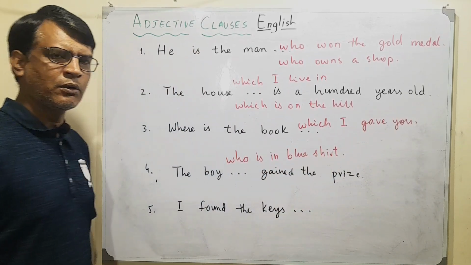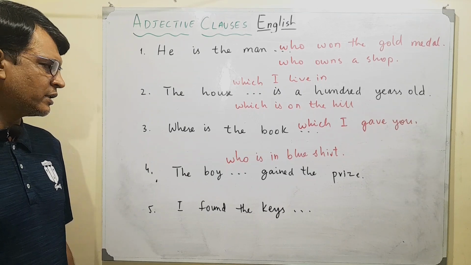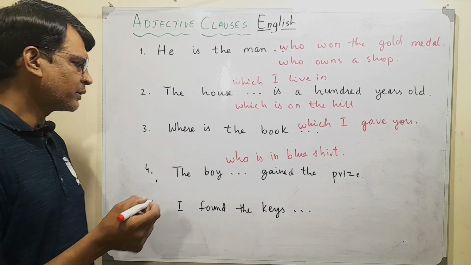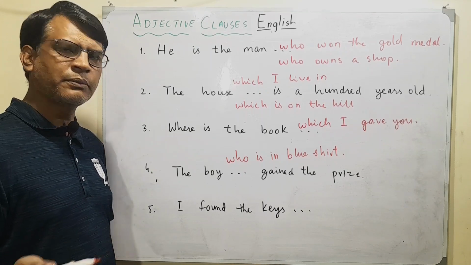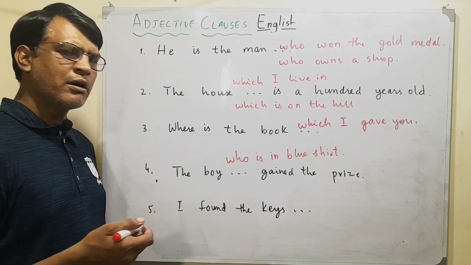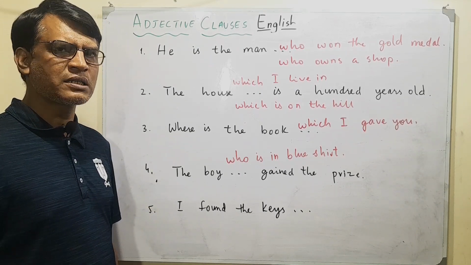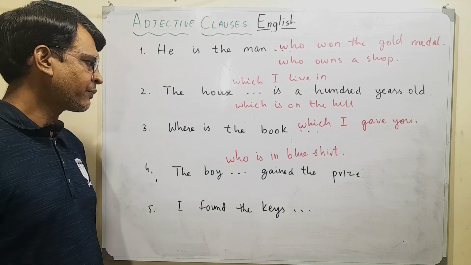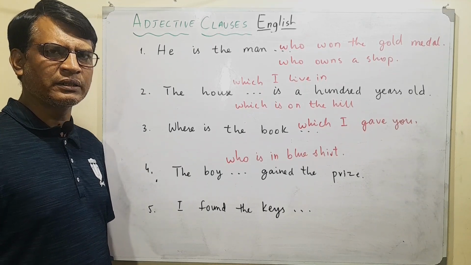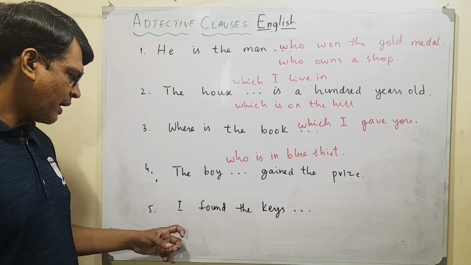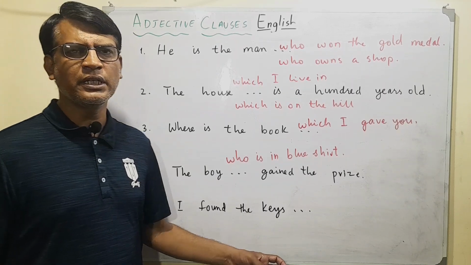The boy who is in blue shirt gained the prize. The boy who scored 200 gained the prize. The boy who gave all the correct answers gained the prize. The boy who worked really hard gained the prize. And the last is I found the keys.